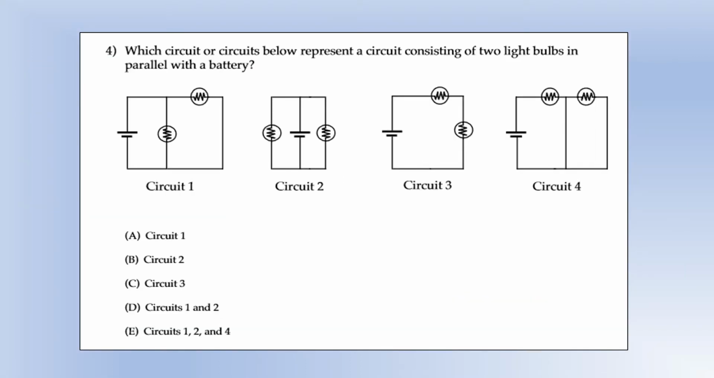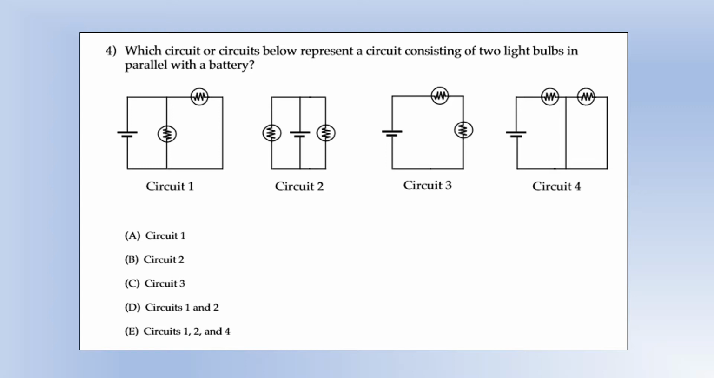Okay, so which circuit or circuits below represent a circuit with 2 light bulbs in parallel with a battery? So have a look through the options, select your answer. All right, so now you've got your answer. Let's go through each of them. So circuit 1, we see charges coming out of the battery can only go through one or the other resistor. So that tells us they're in parallel, so that works.